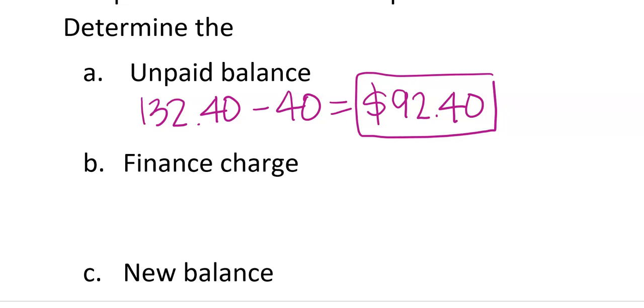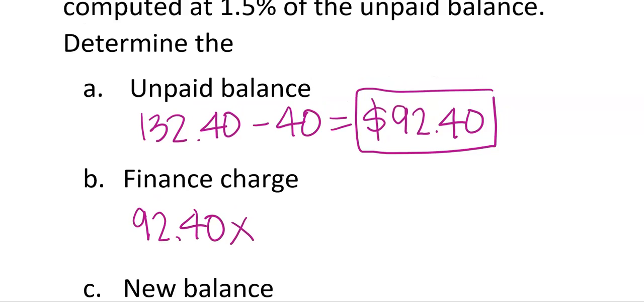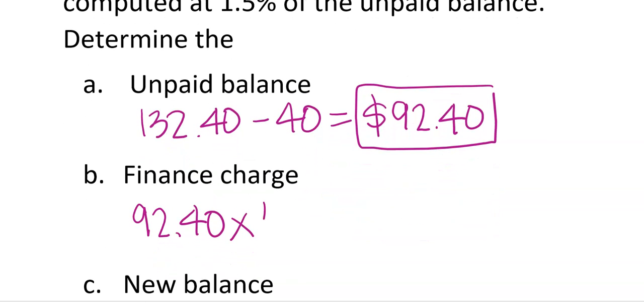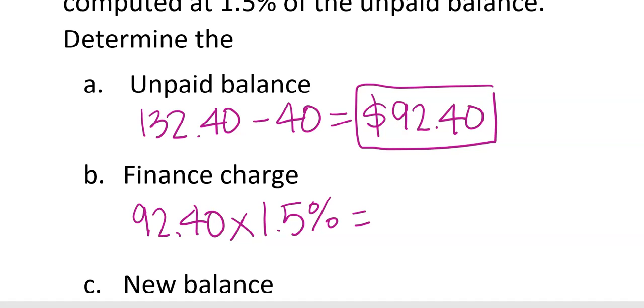So we're going to take that $92.40 and multiply it times 1.5%, which was the percentage given. $1.39.